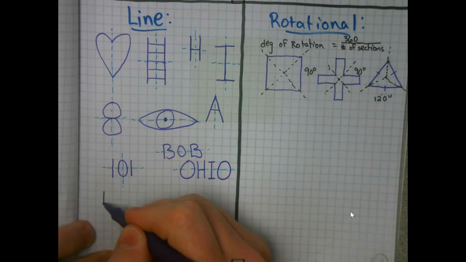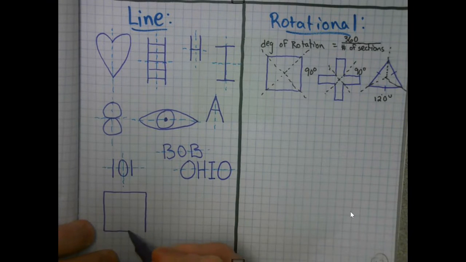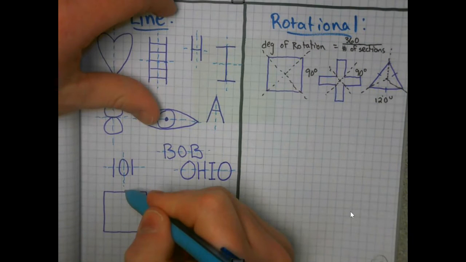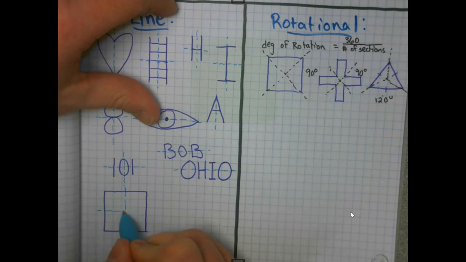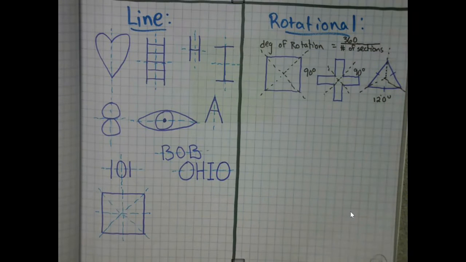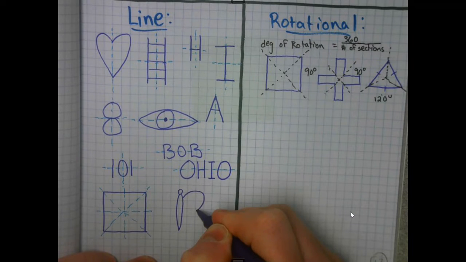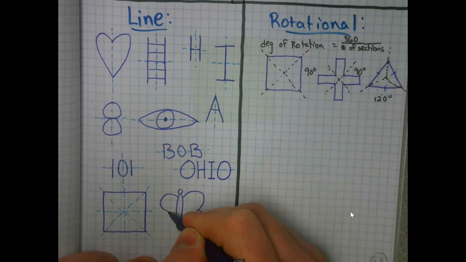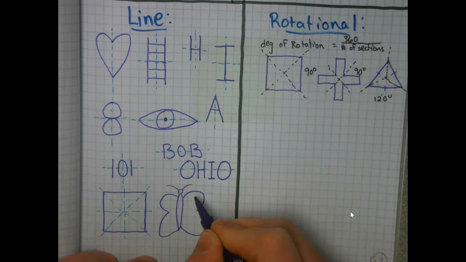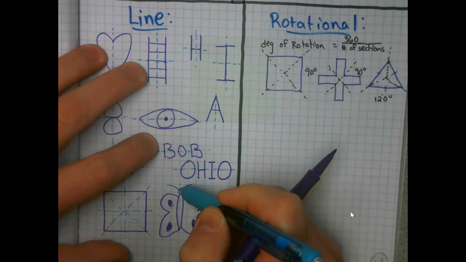A square. Okay, a square has several, so it's got 1, 2, 3, 4 lines of symmetry. Butterflies, if you draw them right. Mine, not so much. Butterfly could have one line of symmetry.